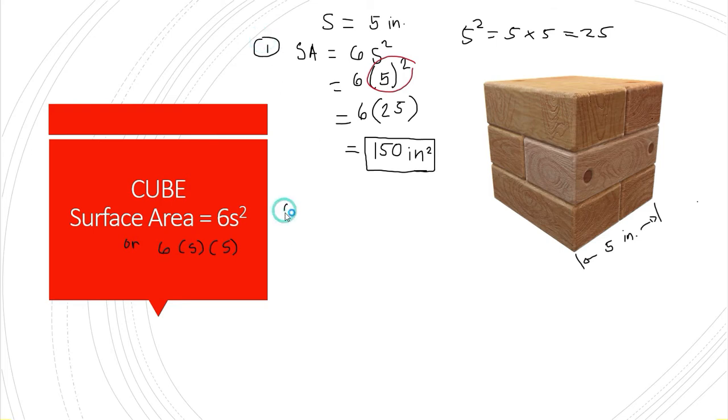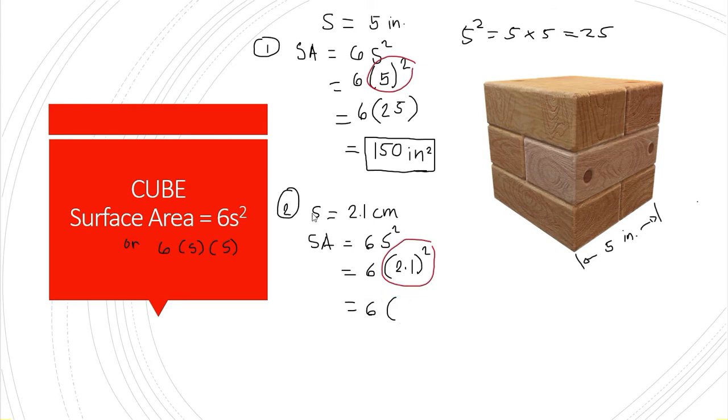What if we have a cube whose side measure is equal to 2.1 centimeters? What is the surface area? We can pause and then you answer. Right, so let's work it out. Surface area is equal to 6s squared. Then we have 6 multiplied by 2.1 squared. Work out first what 2.1 squared is. You may use a calculator to find the answer right away. So 2.1 times 2.1 is equal to 4.41.